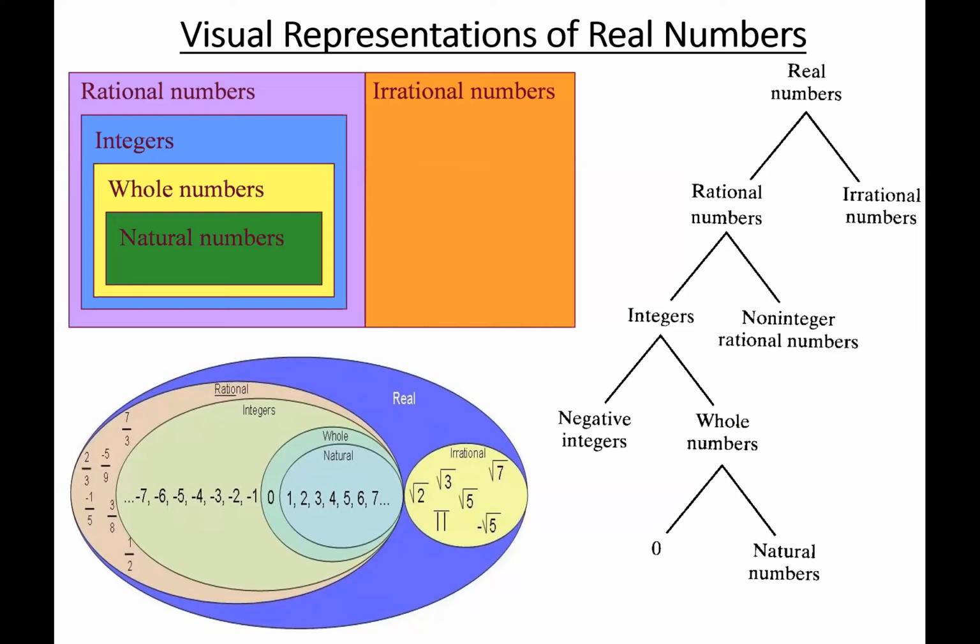Negative integers, whole numbers, and then 0 and natural. So whichever kind of clicks with you and helps you to keep track of the different types. These visuals can help, or the list of vocab is there as well. I just like the visual as well.